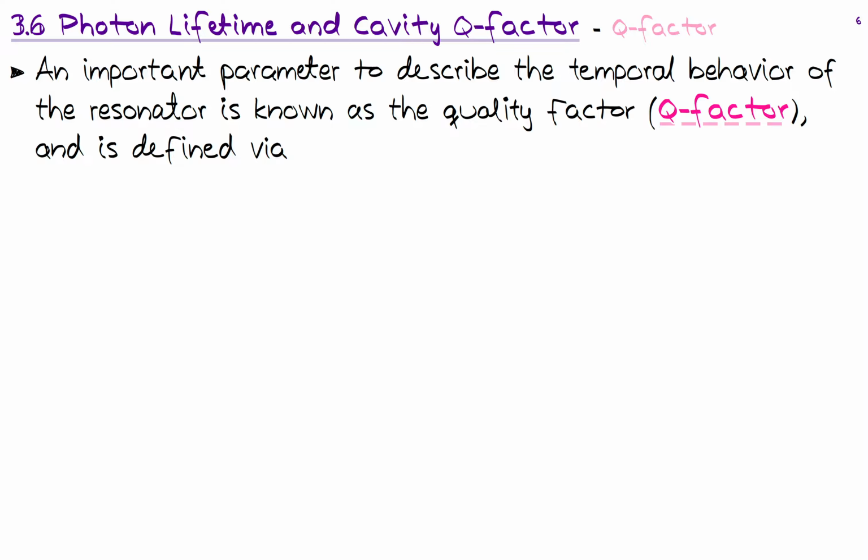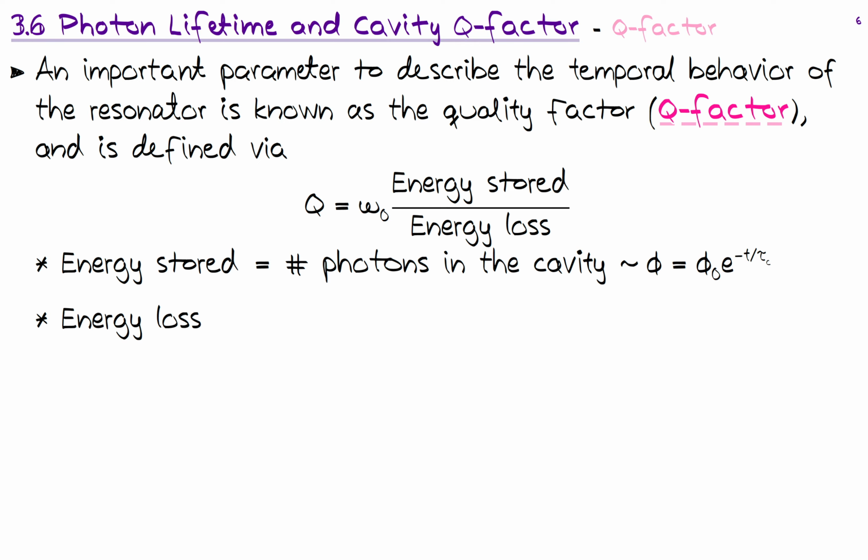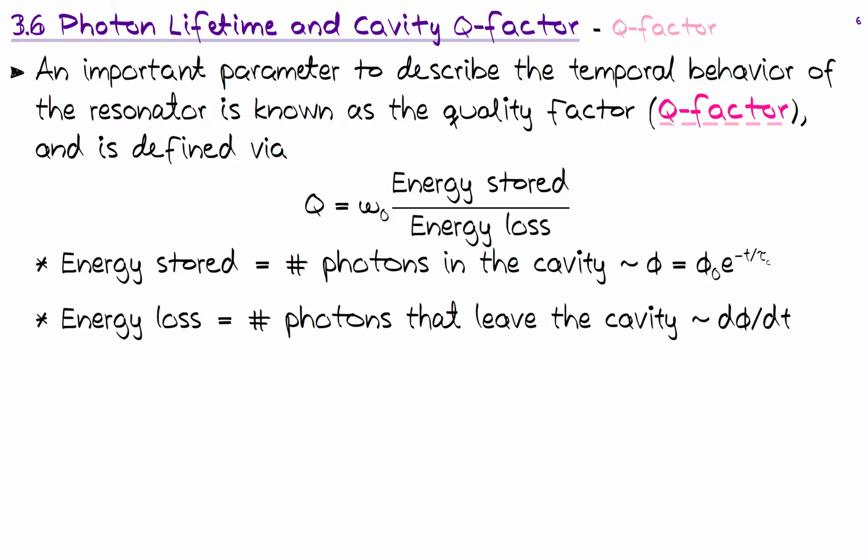And this is defined physically such that Q equals the oscillation frequency times the energy stored within the cavity divided by the energy loss. The energy stored, of course, is basically the number of photons within the cavity. So that's proportional to the number of photons phi, and we have the functional form for the photon number just derived. And now the energy loss, if you think about the physics, is essentially the number of photons that leave the cavity within a time interval. So basically that would be the time derivative of the photon number.